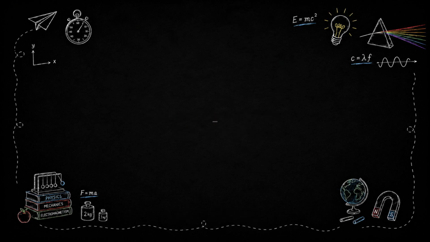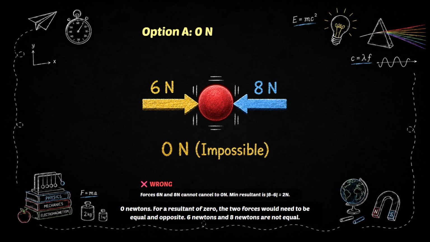0 newtons. For a resultant of 0, the two forces would need to be equal and opposite. 6 newtons and 8 newtons are not equal. Even when pointing in opposite directions, the resultant would be 8 minus 6, which equals 2 newtons, not 0.